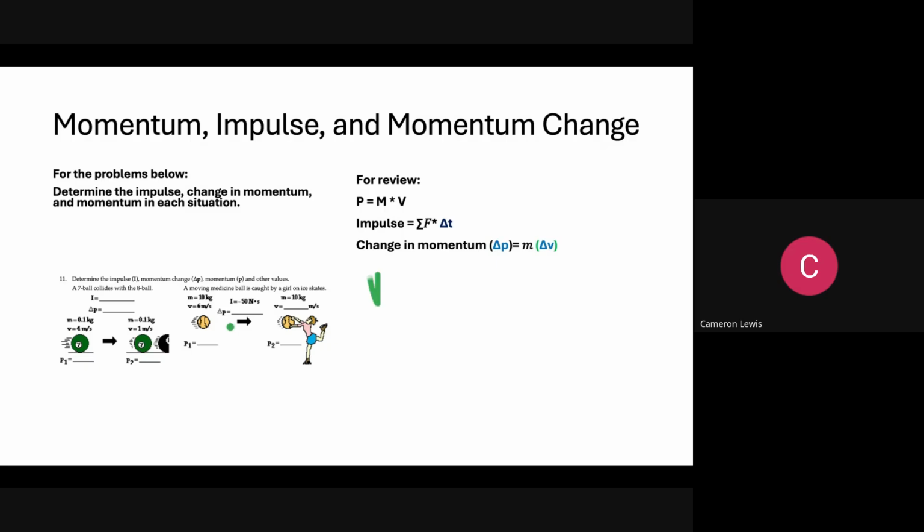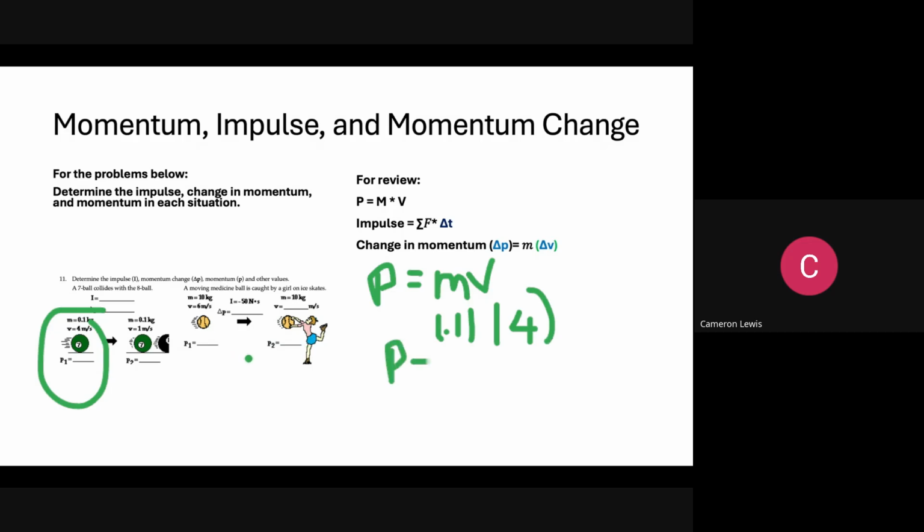We could find that initial momentum. The momentum is equal to mass times velocity. What's the mass? Oh no, the mass is 0.1 kg. Sorry. 0.1. And then what's the velocity? 4. So when we do that, we have a total momentum of whatever 0.1 times 4 is.